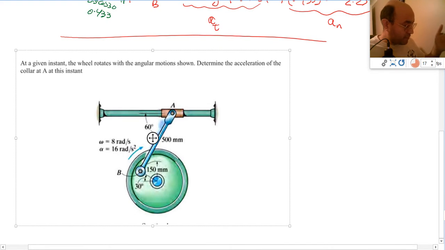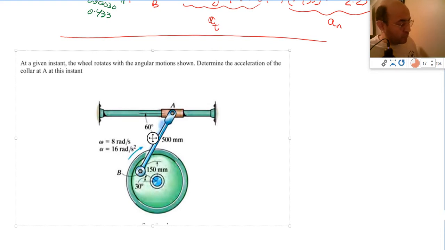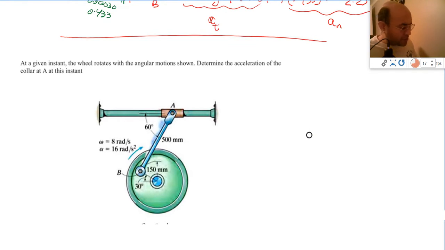At a given instant, the wheel rotates with the angular motion shown. So the wheel itself goes with 8 radian per second and 16 radian per second square. At this instant, the question asks us to determine the acceleration of point A. If you look at this picture, you would figure out that A is moving to the right, but acceleration I have no idea, and I need to calculate it.